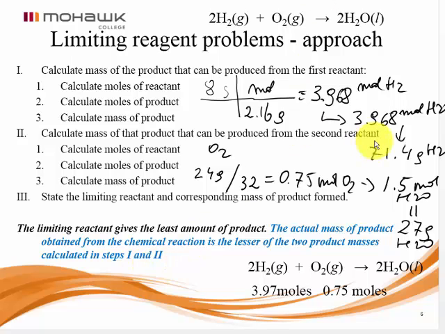So now we have to look at the masses of water, 71.4 grams of water versus 27 grams of water. 27 grams of water was made when oxygen was used, and this is the component that disappears from the reactor first. Therefore, oxygen would be the limiting reactant in the process.